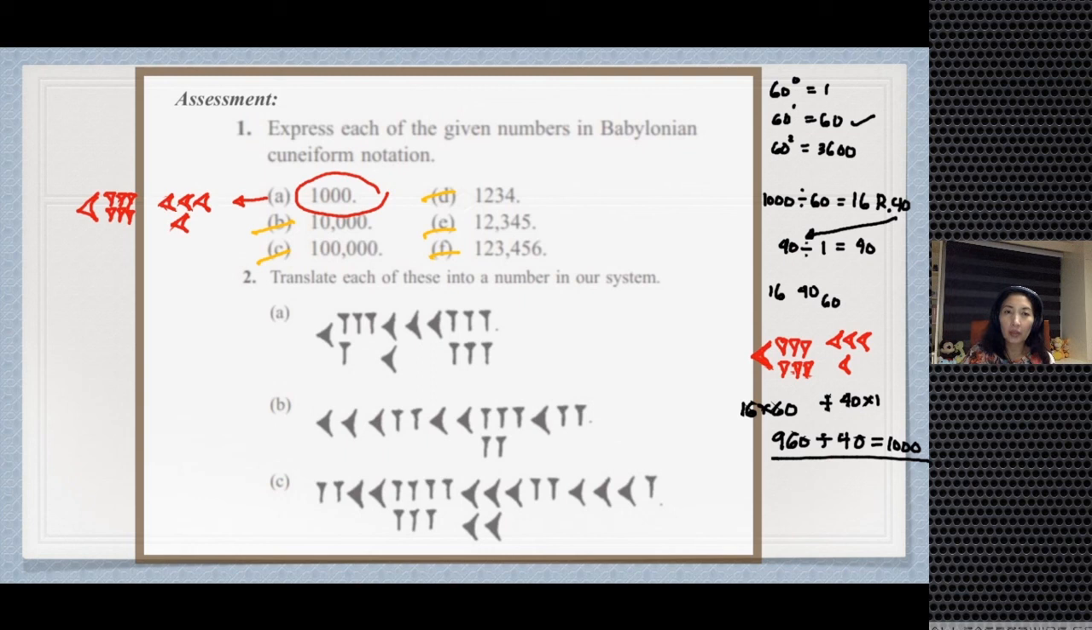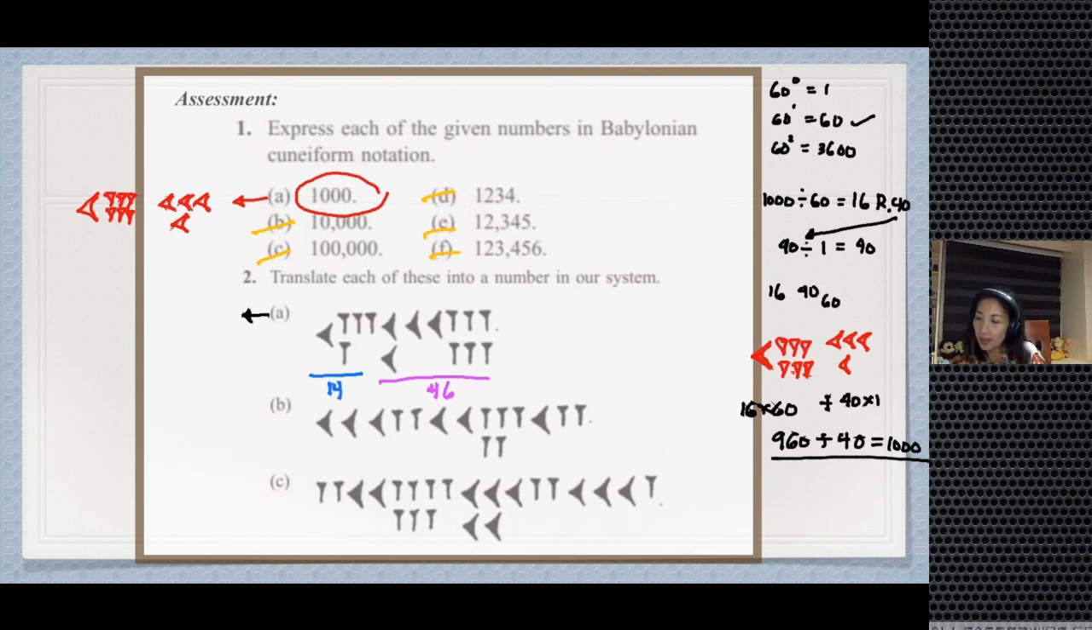So part of your assignment. Number 2, letter A, because I'm going to leave letter B and C for your assignment. Okay, let's have this together. How many horizontal wedges are there? 1, 2, 3, 4. Okay, this is 46. And how about this? This is equal to 14.